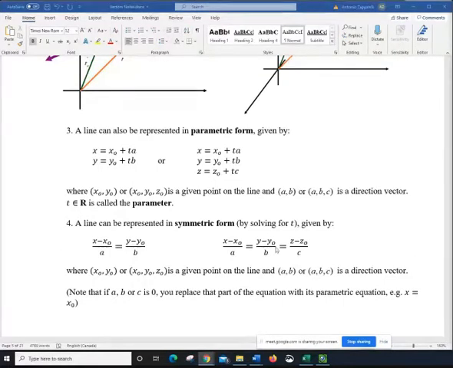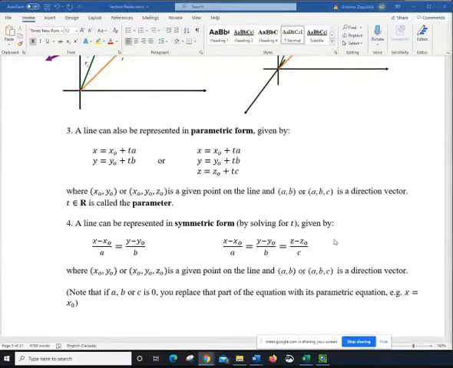Okay, and then there's this one here, which is not particularly useful, but it is a form that the textbook likes. The idea is you just solve for t in each of these equations, and you get these three formulas. Since t is the same in all three equations, you can just equate them.